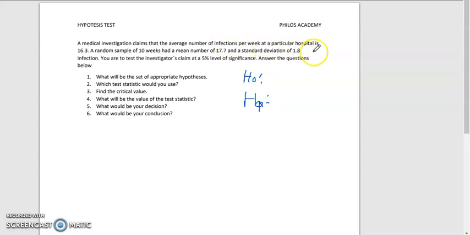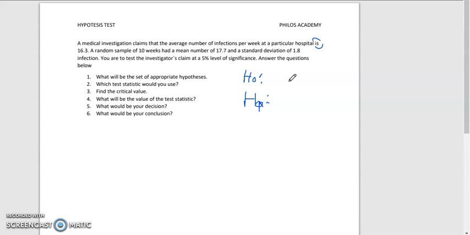What was the claim? The claim is that the infection per week is 16.3. So take note of this word, is. When they say is, it means the thing is equal to. It's a statement of equality. Whenever you have a statement of equality, you should know H0 has been given. And whenever you have a statement of inequality, you should know HA has been given.